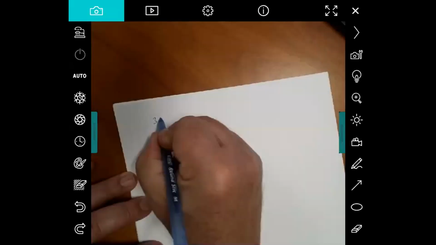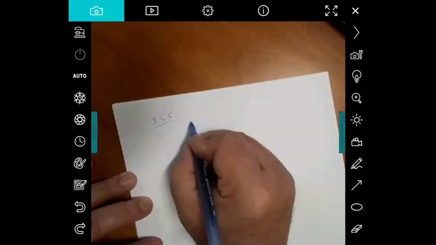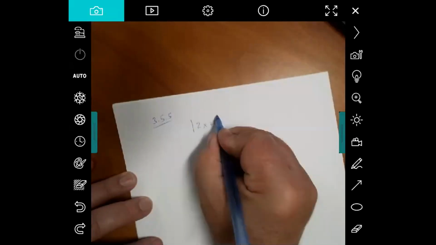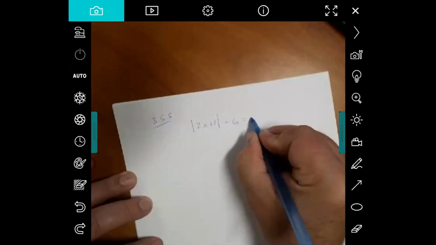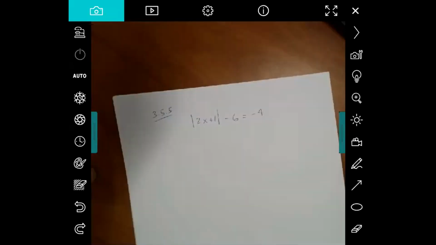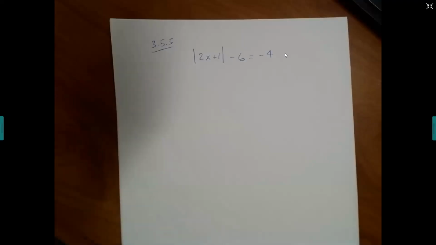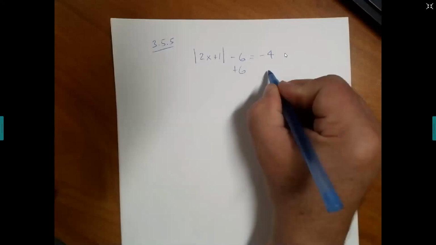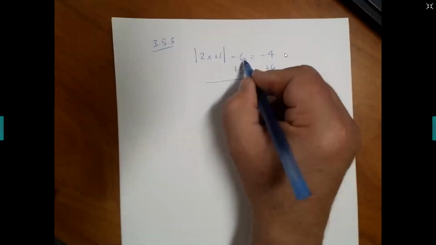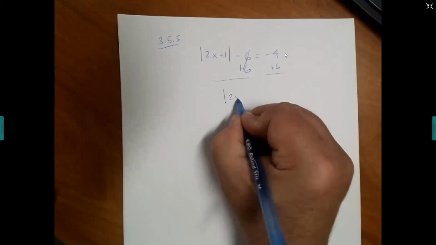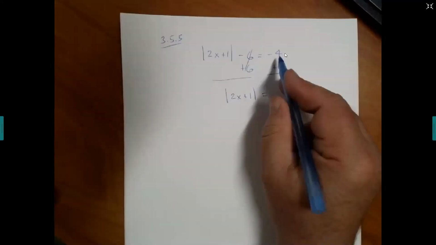All right, here's question 5. Section 5, question 5. Absolute value of 2x plus 1 minus 6 equals negative 4. First step is what? Isolate the absolute value. Yes. So we get rid of the 6. 2x plus 1. 6 minus 4 is 2.